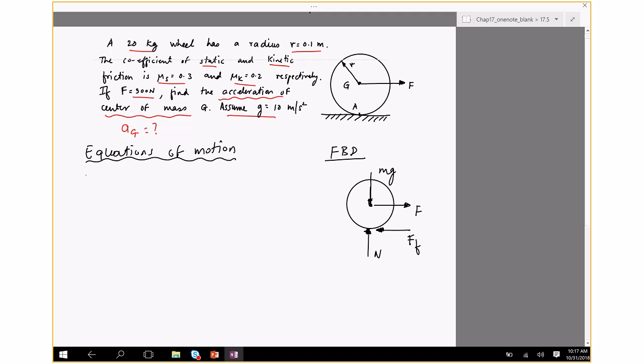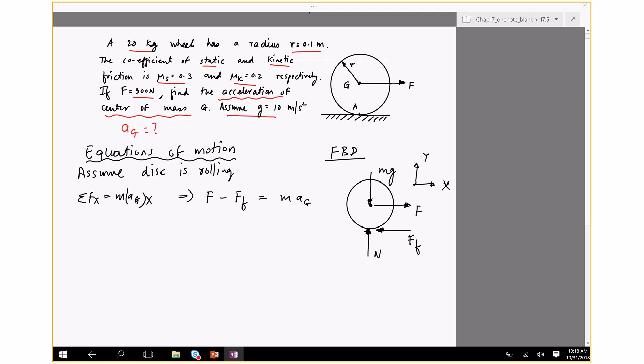So the way we do it, assume disk is rolling. Okay, you have to do this if you're not given, unless of course I say it's sliding. Assume the disk is rolling. Write equations of motion. So Fx equals M AGx. So the force in the x direction, let's assume that the horizontal to the right is x, vertical is y. So F minus the friction force, which is acting in negative x, equals mass times AG.